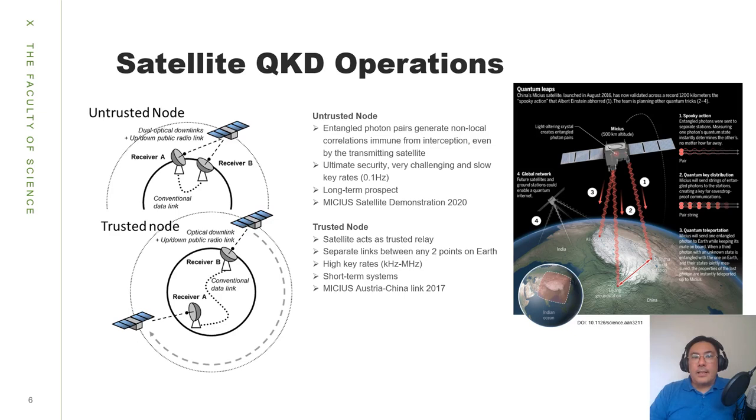However, untrusted node QKD is very challenging to perform in practice. The MISIA satellite, which was launched by China, has demonstrated this, but had very low key rates.